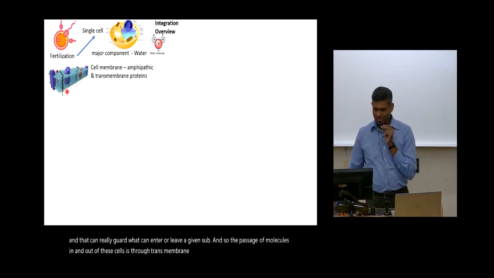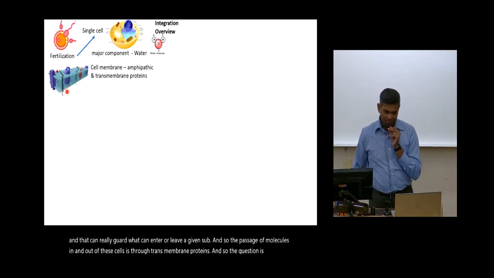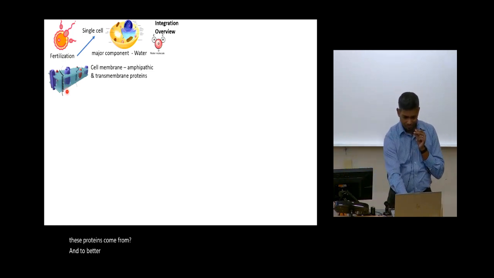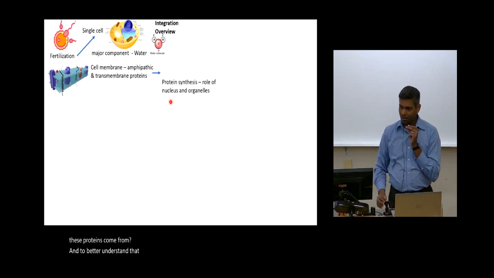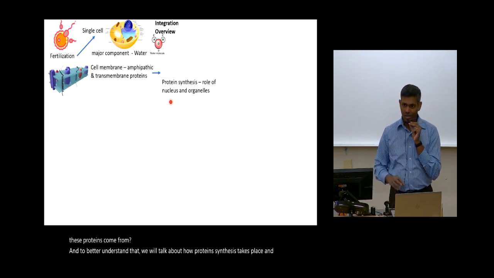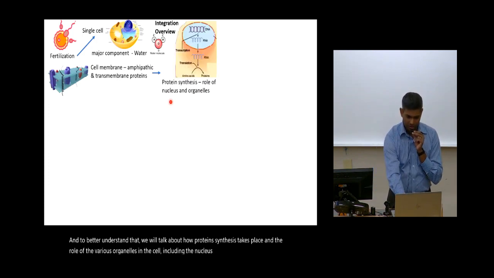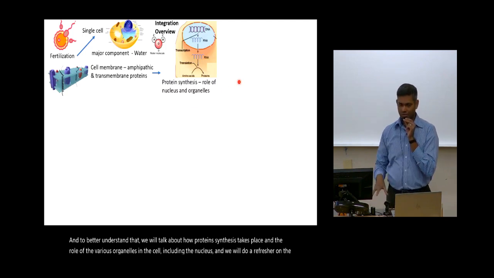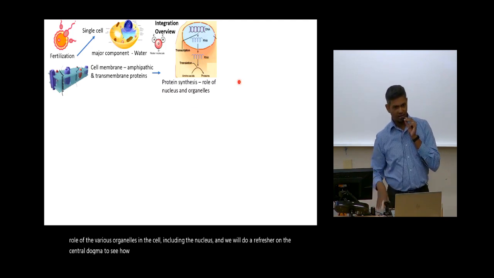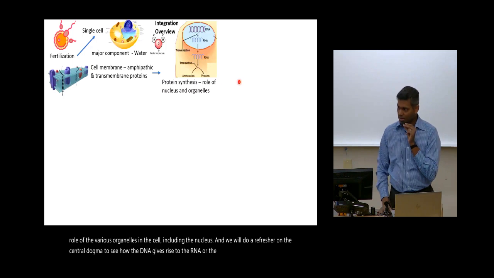And so the question is, where do these proteins come from? And to better understand that, we will talk about how protein synthesis takes place and the role of the various organelles in the cell, including the nucleus. And we will do a refresher on the central dogma to see how the DNA gives rise to the RNA, how the RNA gives rise to proteins.